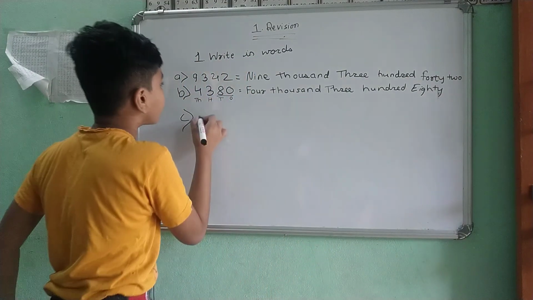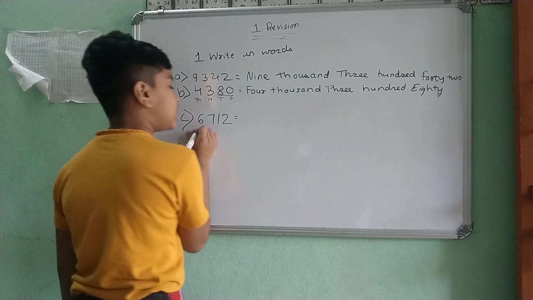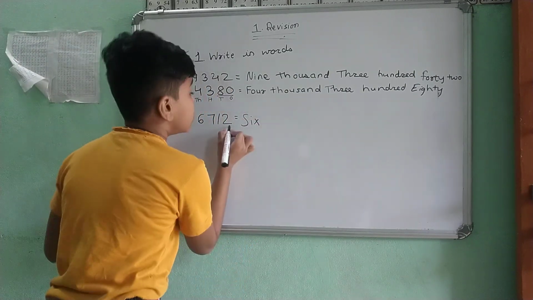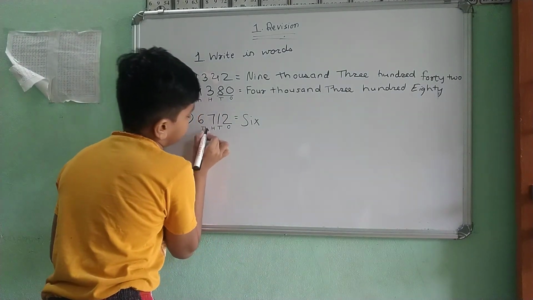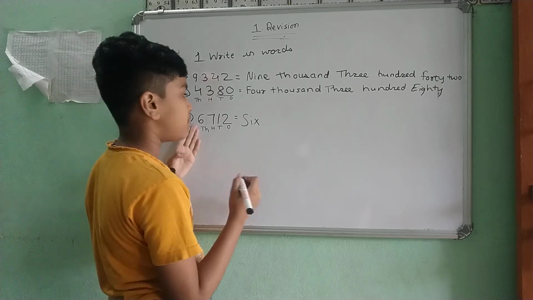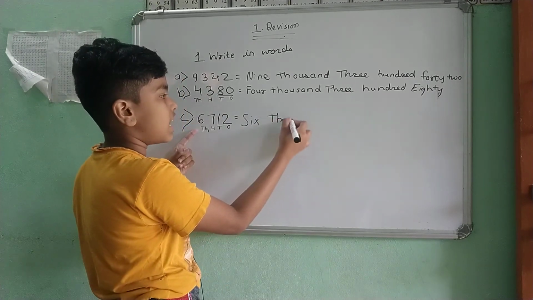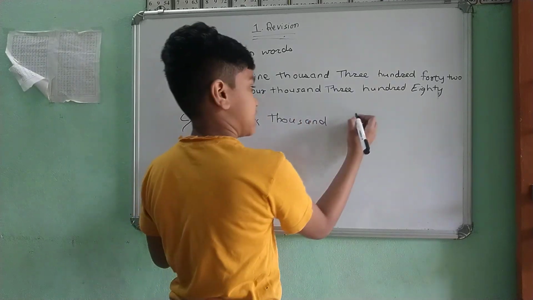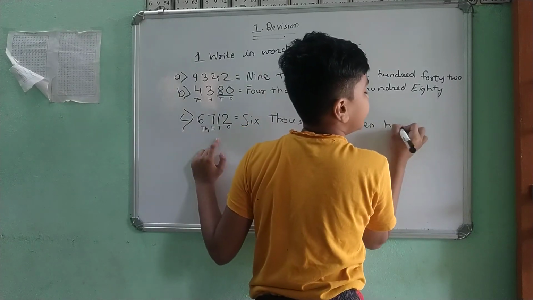6712. How to write this? I will first of all write the place values. So ones, tens, hundreds, thousand. So 6 is on which place? It's on the thousand place. So I will write 6 and a thousand. Then there is 7 on the hundreds place. First of all I will write 7. Then I will write the 100.